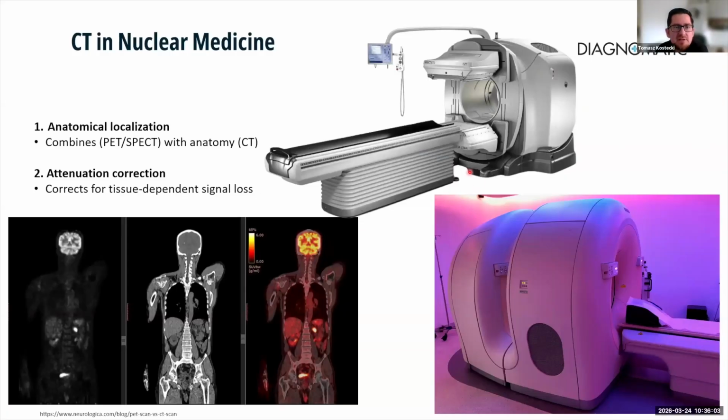In nuclear medicine, CT scanners are used for anatomical localization, to show the data from PET on the anatomy, and we get the combined images. And also for attenuation correction. For more information, check the Diagnomatic Academy on Nuclear Medicine, which was performed by my friend Christoph.